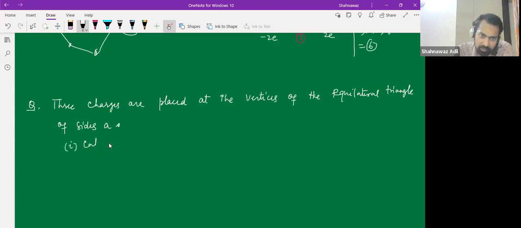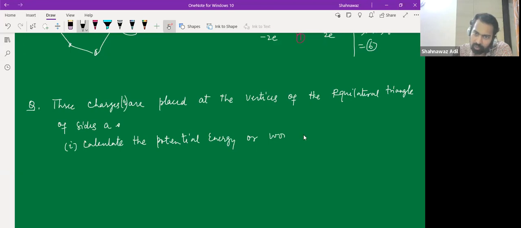So the first question is: calculate the potential energy, or the work done to make the system, for charges which have magnitude q.